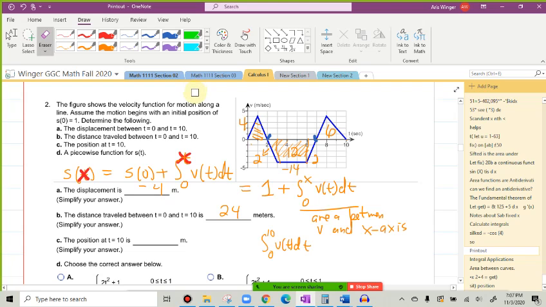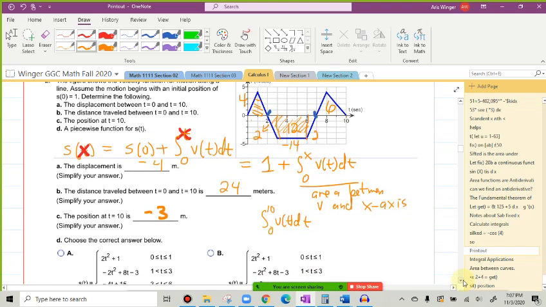The position at time t equals 10 is negative 4 plus wherever you started. Displaced 4 units to the left. And so yeah, this is just -4 plus 1, -3.